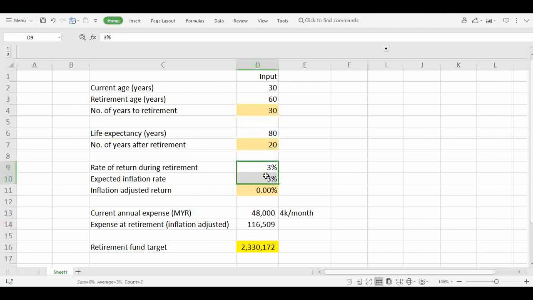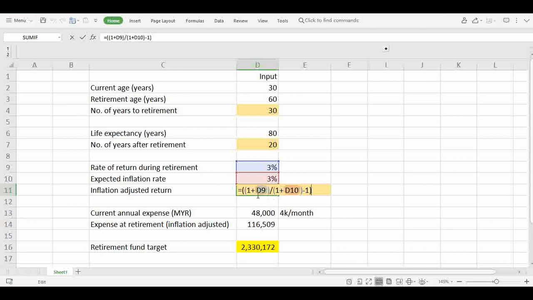And there are two assumptions that you need to estimate. One is the rate of return from your deposits or investments after retirement, and the other is the expected inflation rate, which in Malaysia is roughly on average about 3%. And this is the formula for the adjustment of the rate of return by the inflation rate.